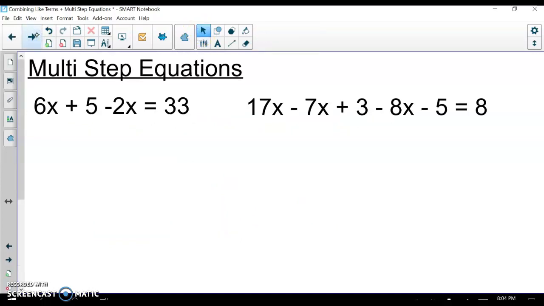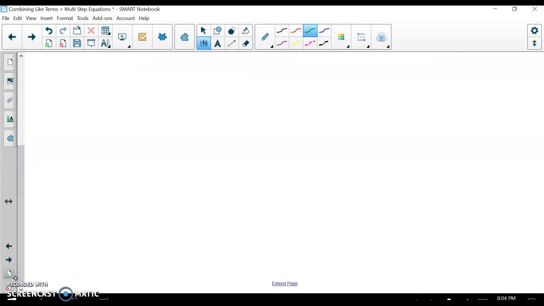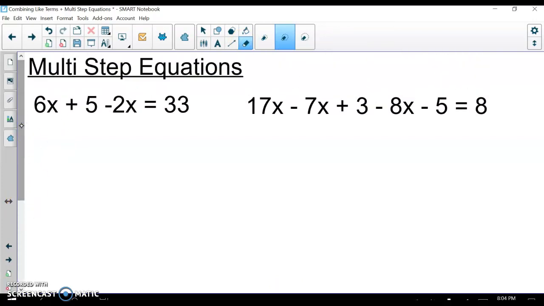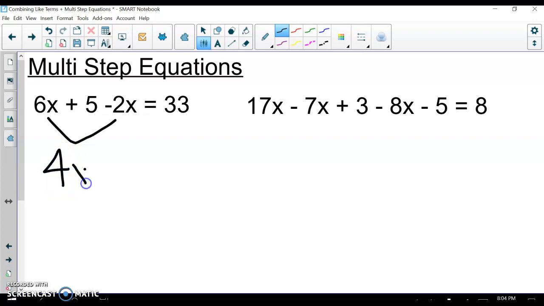So now let's solve some multi-step equations. So the first thing we have to do is combine like terms. You know what? I'm going to write these down here, the steps, and you guys might want to write these down as well. Just kidding. We're going to write those down in a couple more slides or in a different video. So our first step is to combine our like terms. So we have 6x minus 2x are like terms. 6x minus 2x is going to give us 4x. Carry the 5 down, plus 5. Carry everything else down, equals 33.